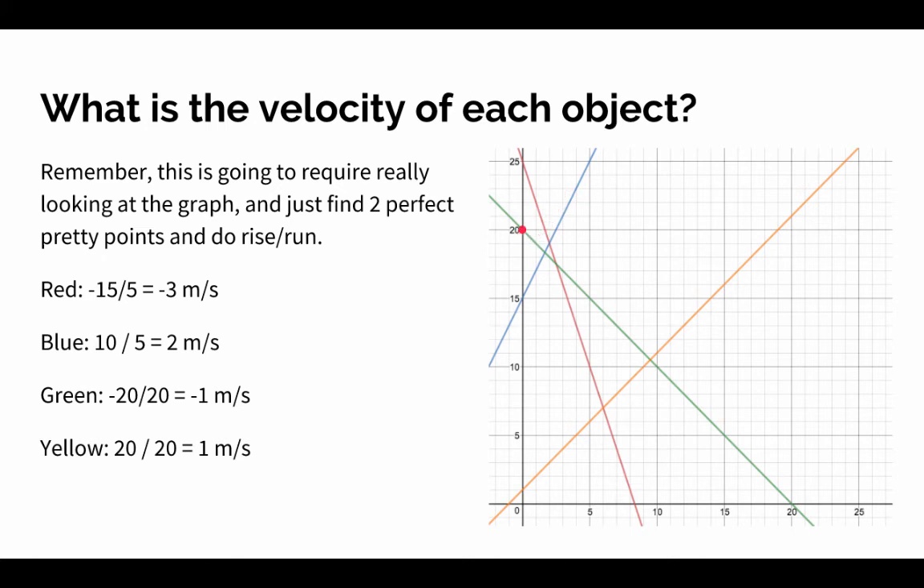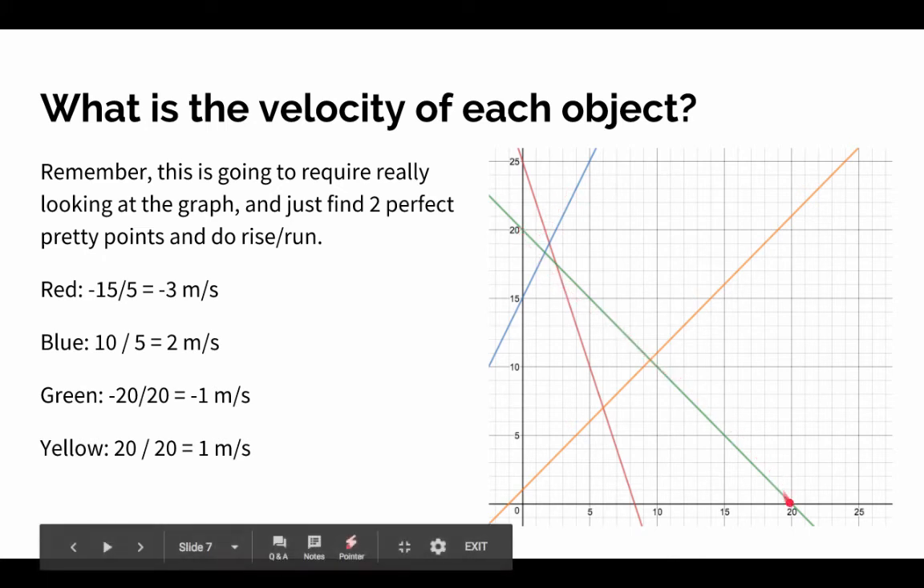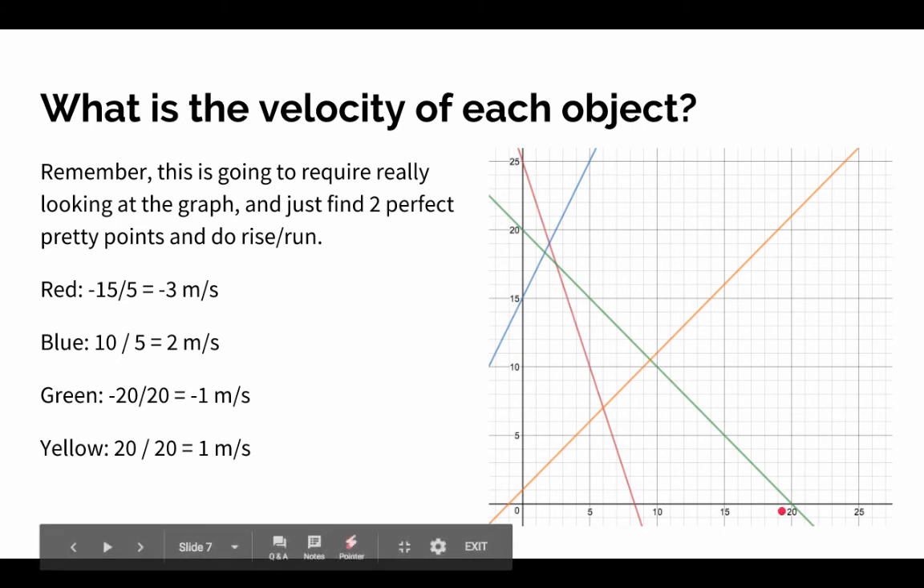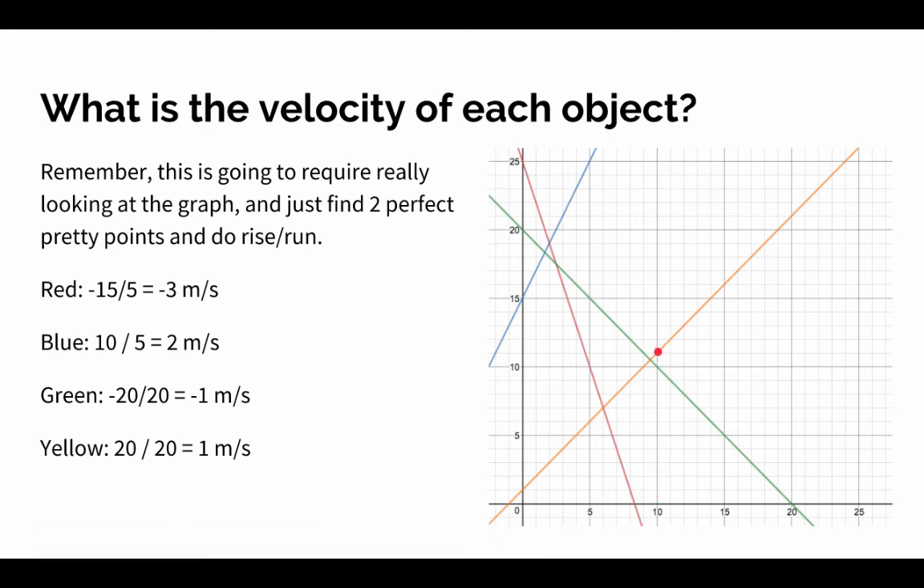The green line goes from 20 to 0 in 20 seconds. That's a drop of 20 in 20 seconds, which is a negative 1 meter per second. Now the orange line, or the yellow line, is a little more tricky. It starts at 1, but in these 10 seconds, it's at 11. And in 20 seconds, it's at 21. So it again goes 20 meters in 20 seconds. That's a velocity of 1 meter per second.